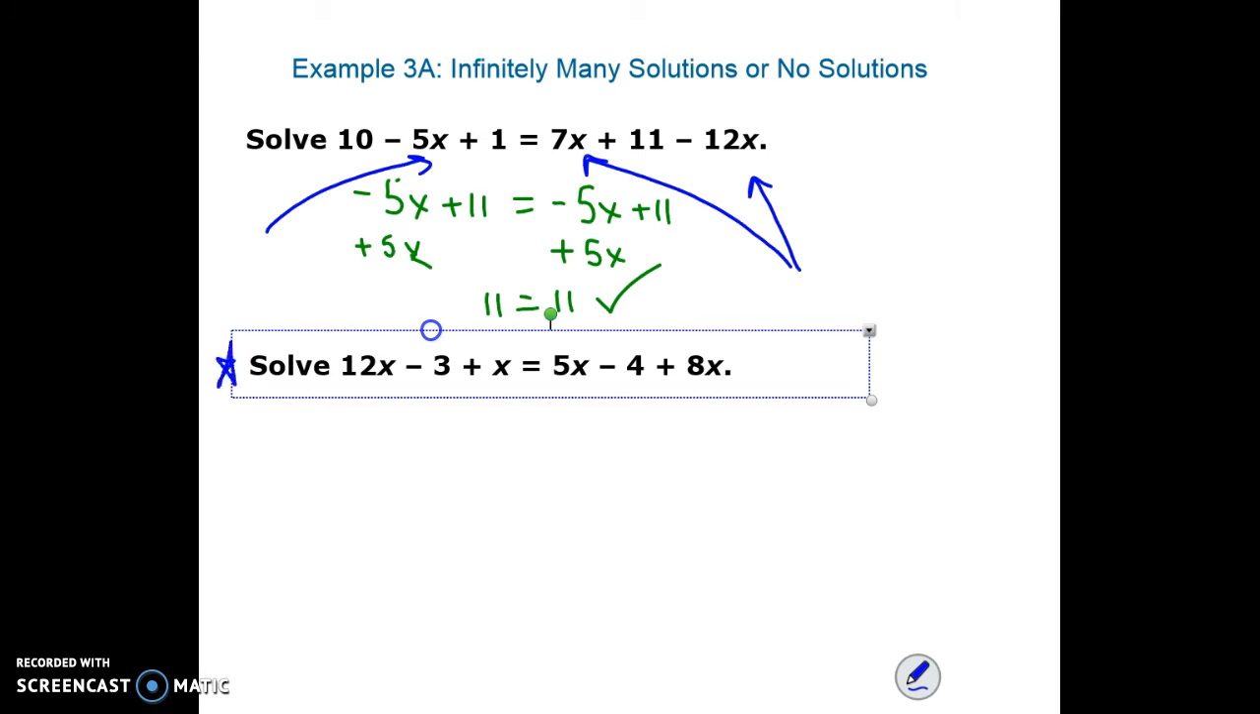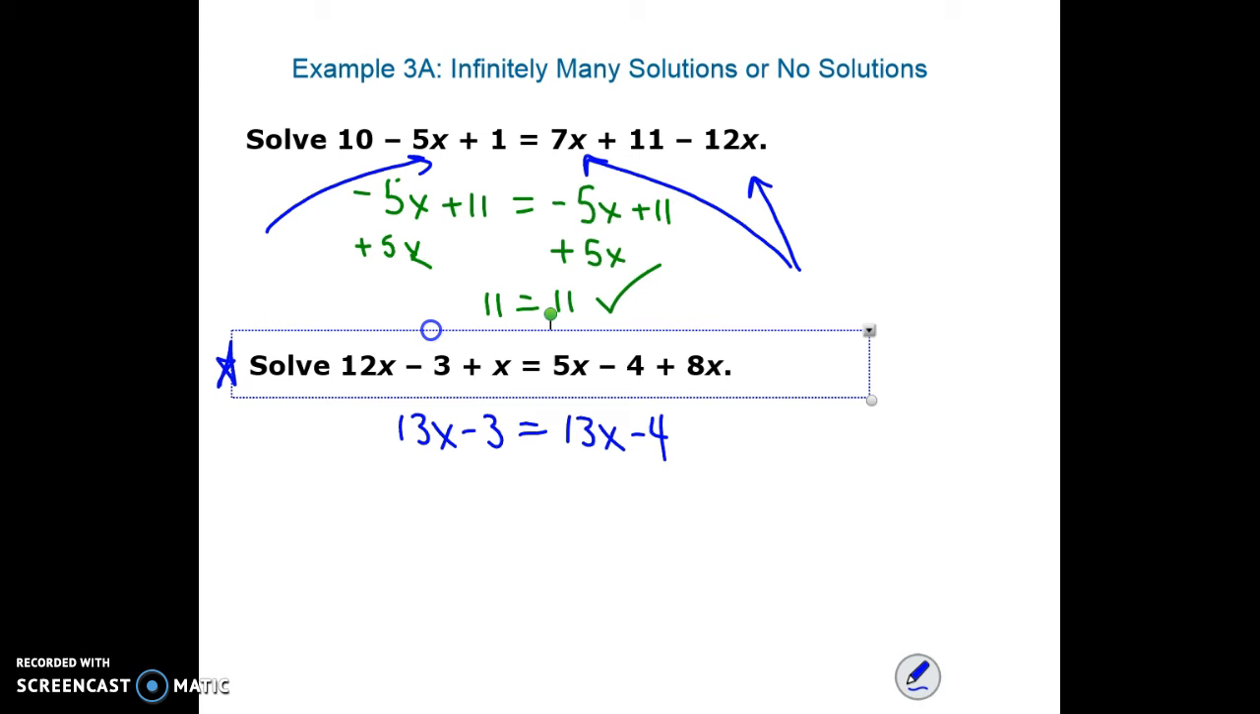solve this one, well, let's do the same process. 12x plus another x is 13x minus 3 equals, oh, I've got 5x and 8x. Okay, great. That's also 13x minus 4. And you're looking at these two thinking, no, that's just not right.